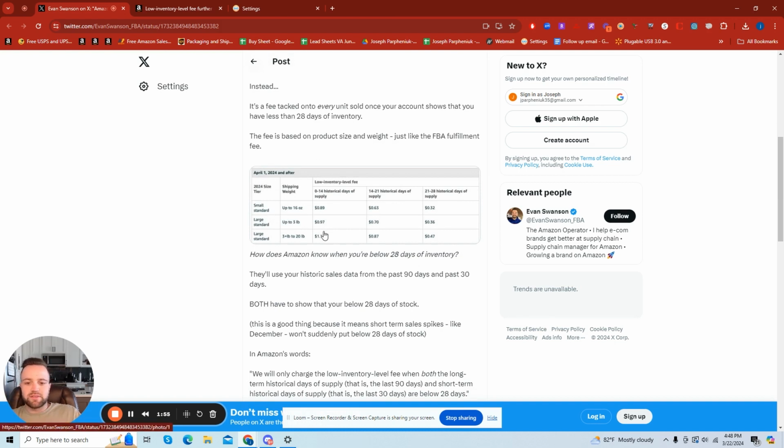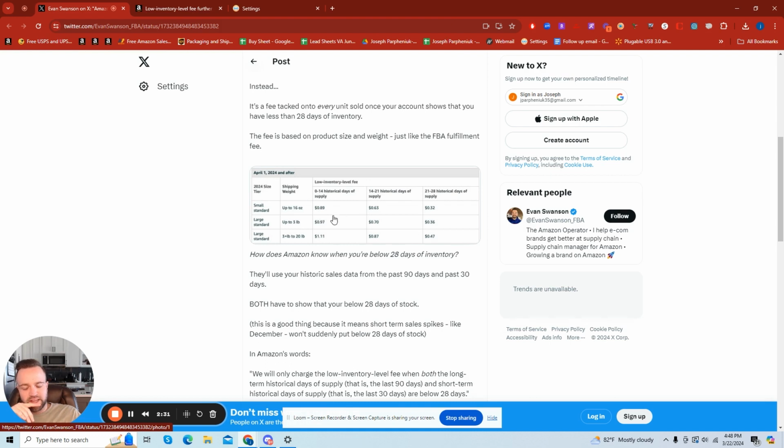So this is basically what the fee structure will be. Let's say you have 18 units on hand right now, and that's your stock, but you're shipping 1 unit a day. So you're falling into this 14 to 21 days of historical supply if you only have 18. And let's say you have a unit that's less than 1 pound. So you're going to get tacked on 63 cents on top of that FBA fee. And obviously, if it's heavier, it's going to just go up. But most of the stuff we sell is below 3 pounds. So we're going to stay somewhere in this bucket of range.